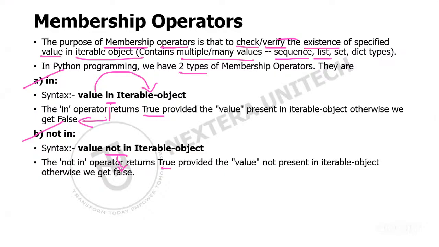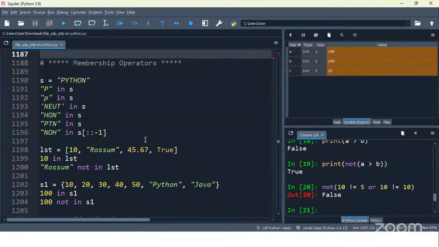Simple. So let me explain in and not in with examples, because conceptually it is very clear. The purpose is very crisp, and it is very clear, right? So now let us talk about a few examples related to in and not in.